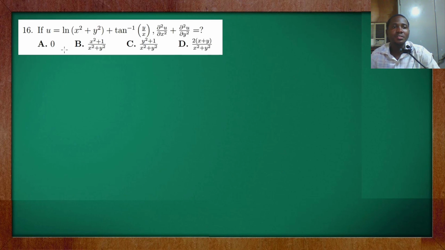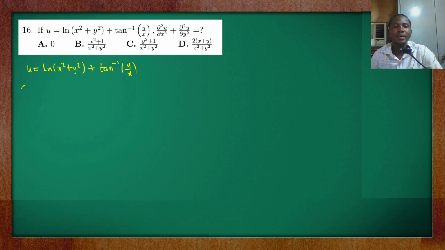In this question, we're given u equals ln of x squared plus y squared, then plus arctan of y over x. We are asked to find ∂²u/∂x² plus ∂²u/∂y². Okay, I've done this before in my previous video, but I will just redo it again. So here we are given u equals ln(x squared plus y squared). So that means our ∂u, oh, I'm not done. So this should contain plus arctan of y over x.